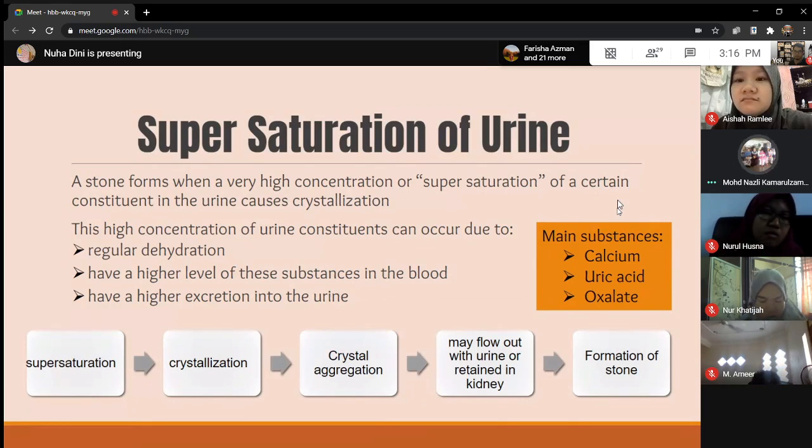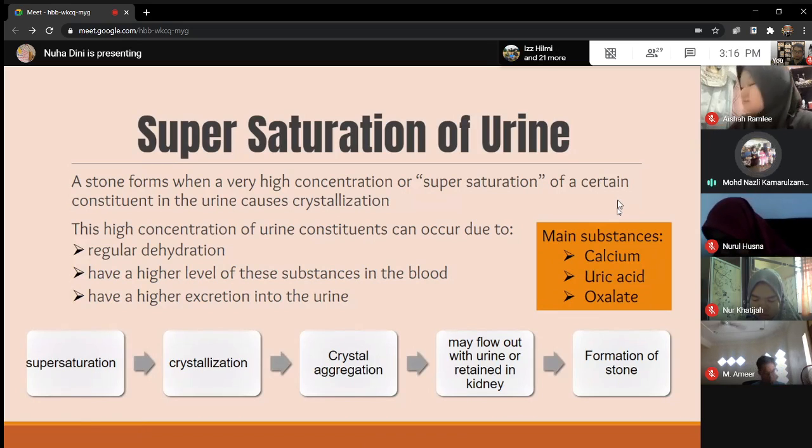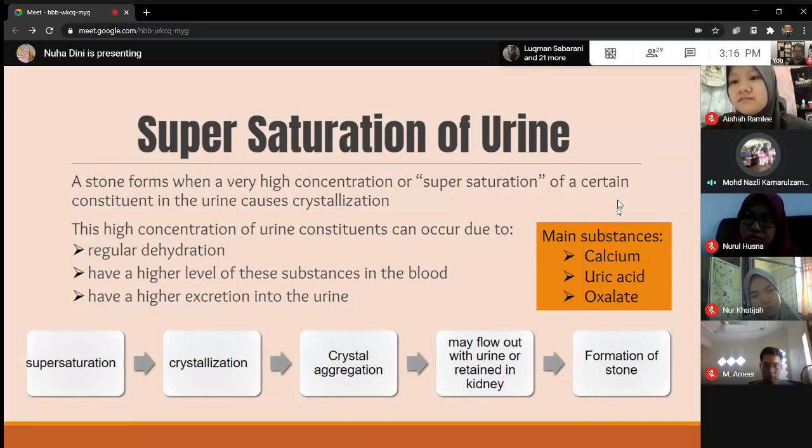One is the inhibitor. Another one is the promoter. Do you have the main substances put up? You need to know that these substances are actually promoters. Promoter means it hastens the process of supersaturation toward stone formation. One is dehydration, two is uric acid, and three is calcium.